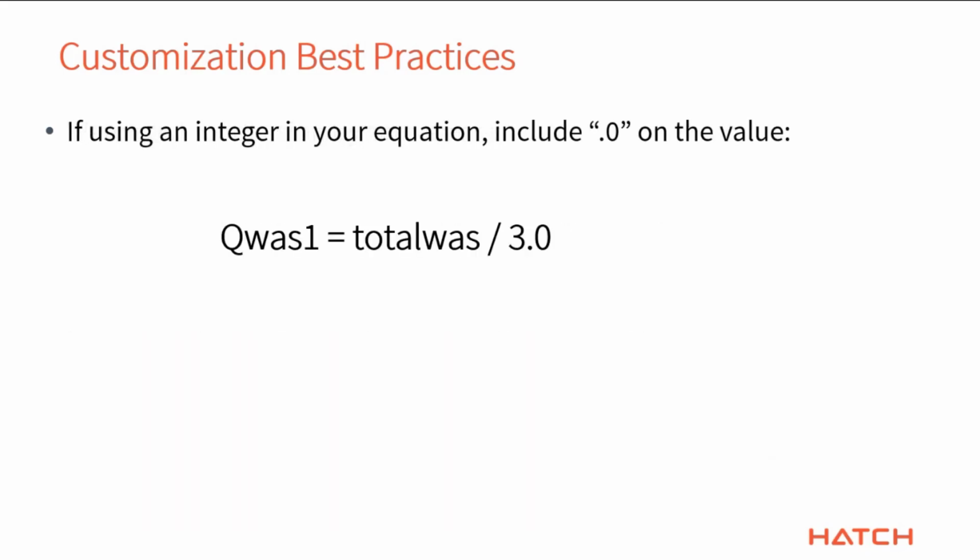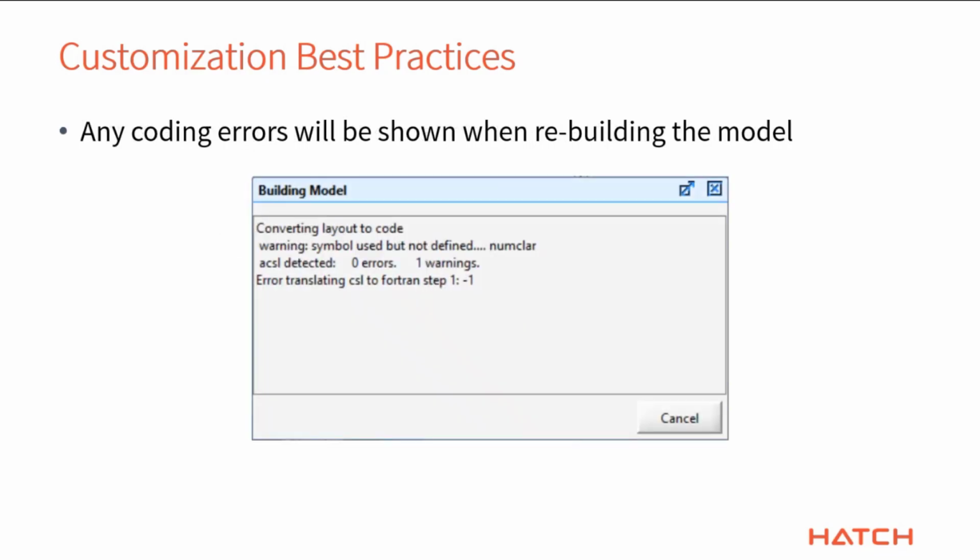Also, if you're using an integer in your calculation, please include the 0.0 on the end of the value. That is to actually protect against the very unlikely but slightly possible situation where the Fortran compiler wants to combine a real number with an integer, and it may do some rounding on you by making the answer an integer as well. So if you do it like this, it will always avoid that problem, and all of our code is written that way.